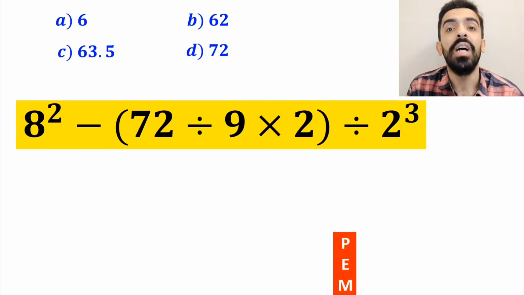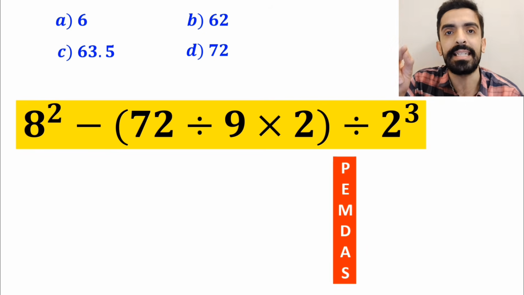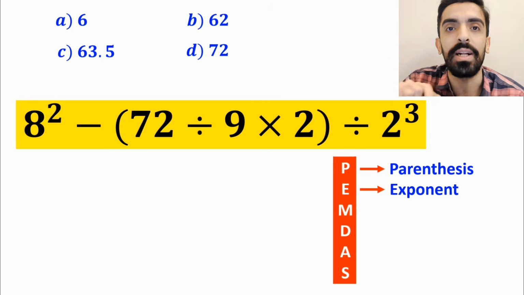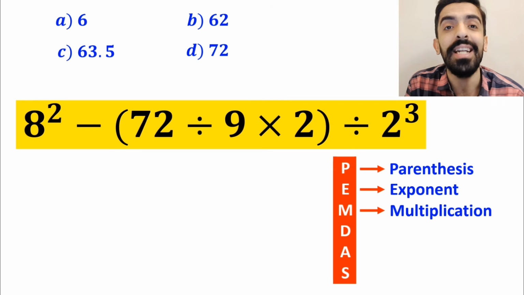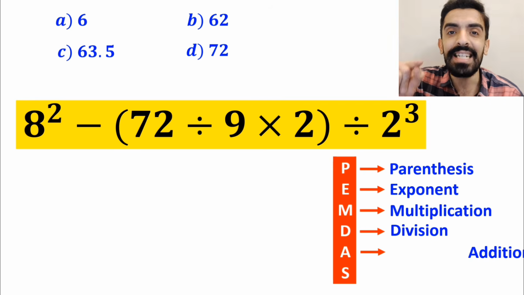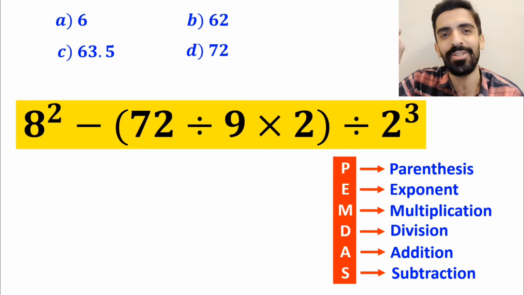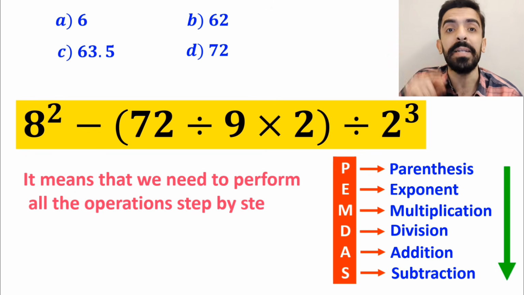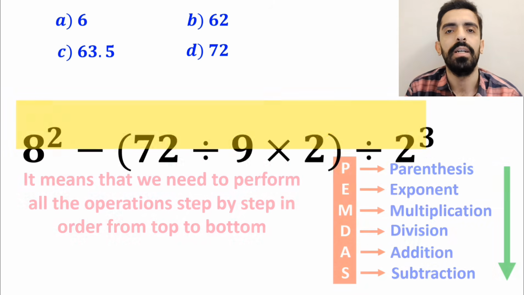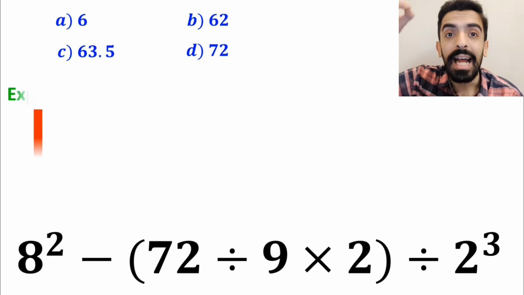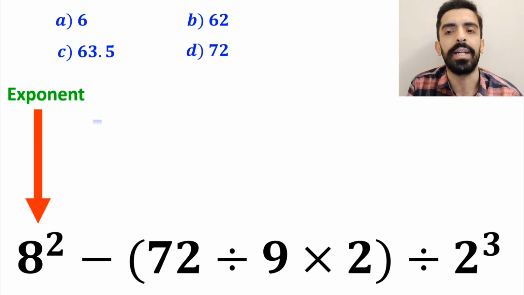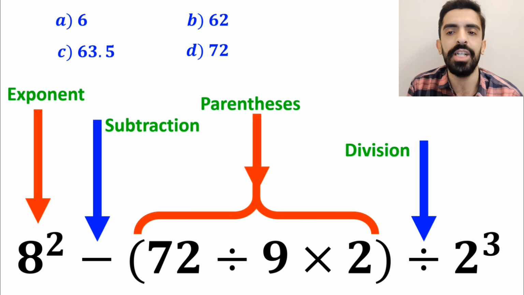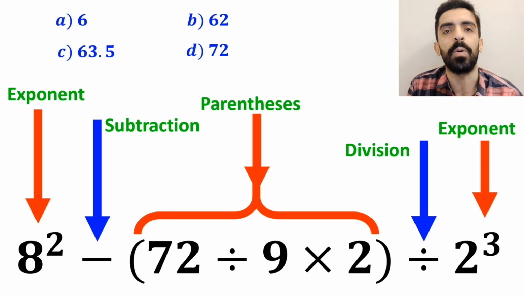To solve this question, we must follow the PEMDAS rule step by step. In this rule, P stands for parentheses, E stands for exponent, M stands for multiplication, D stands for division, A stands for addition, and S stands for subtraction. It means that we need to perform all the operations step by step in order from top to bottom. Alright, as you can see in the image, in this expression, first we have an exponent, then a subtraction sign, followed by parentheses, then a division sign, and finally another exponent.